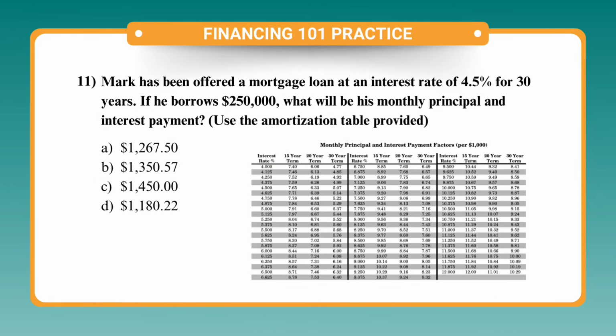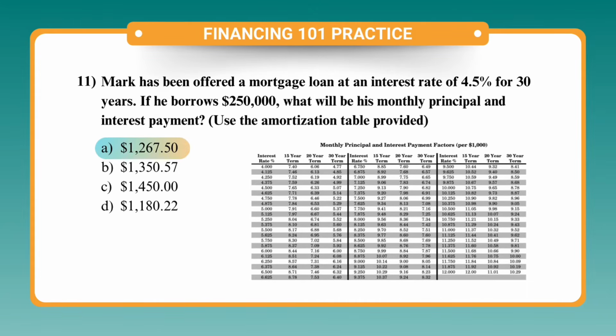Number 11. Mark has been offered a mortgage loan at an interest rate of 4.5% for 30 years. If he borrows $250,000, what will be his monthly principal and interest payment? Make sure to use the amortization chart provided.